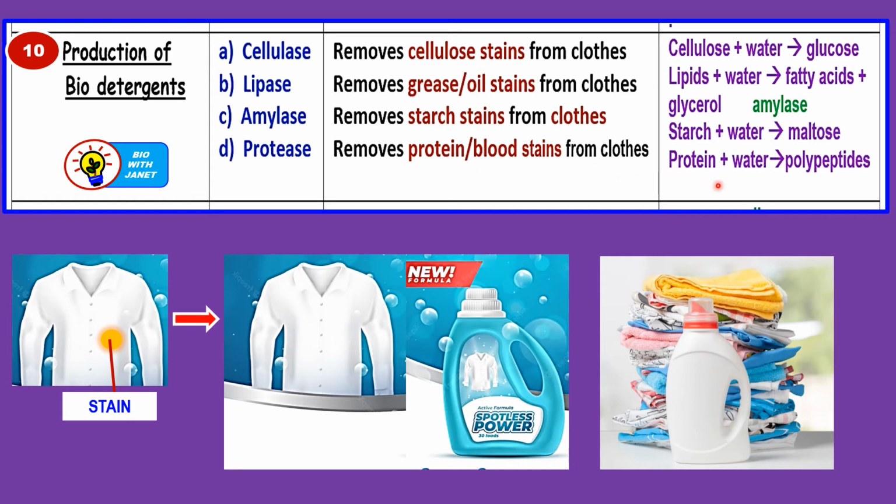According to this formula, protein plus water produces polypeptides when the protein is acted on by the protease. So these polypeptides are again soluble in water, and they can be washed off easily. So these enzymes will make the detergents very effective in that once we soak the clothes in water for a while, the enzymes will get to work, react, and digest these stains, or hydrolyze the stains. After that, the housewife just needs to scrub a bit, and the clothes will be clean.